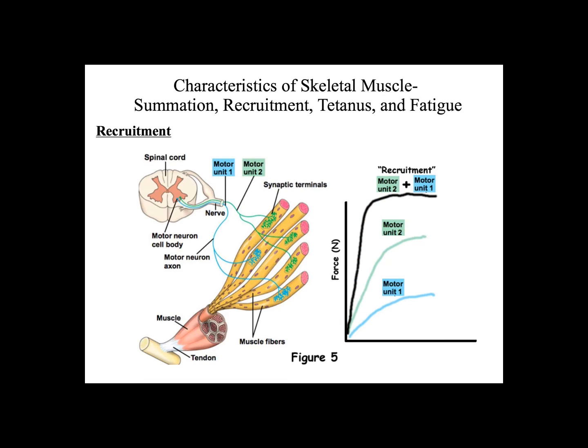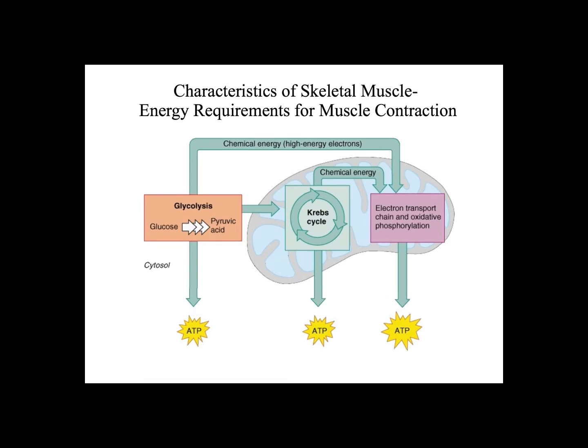For a muscle contraction to occur, it requires energy. So where does this energy come from? Energy comes from a process called cellular respiration. So recall that cellular respiration is the breakdown of a glucose molecule into ATP. ATP is the energy source for a muscle contraction.